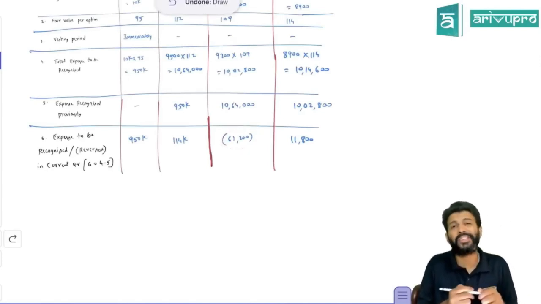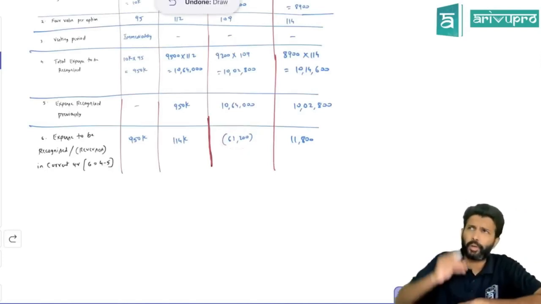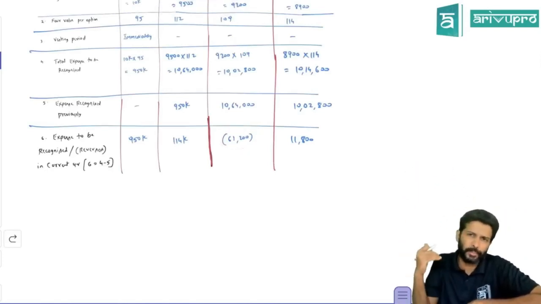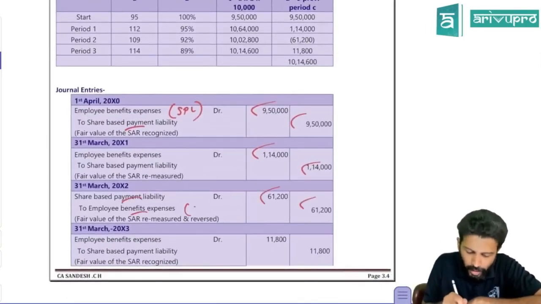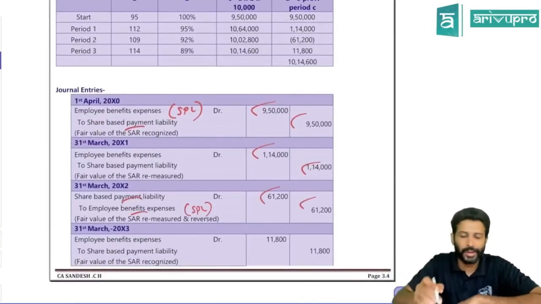In fact, it's not an expenditure, it's a case of reversal. Reversal means reverse entry. To book the expense, it is employee benefit expense to SBPL. If you have to reverse, it will be SBPL account debit to employee benefit expenditure. And this employee benefit expenditure, whatever it is, will be transferred off to P&L.